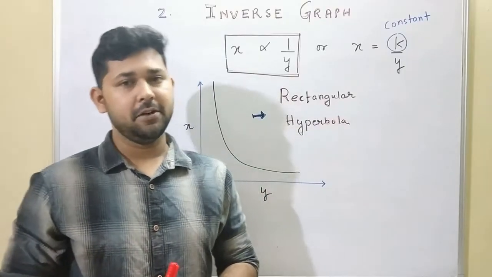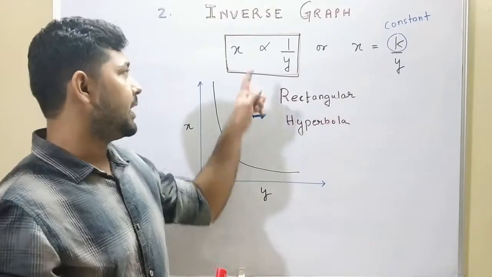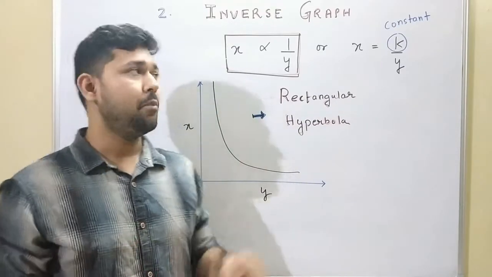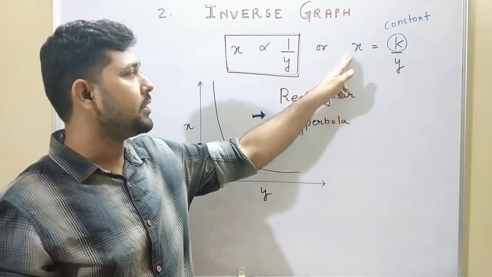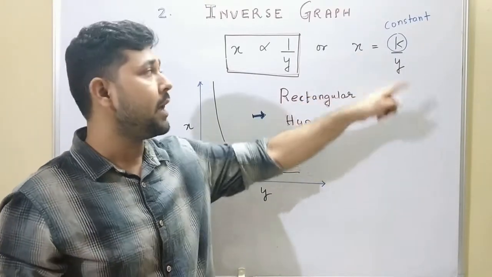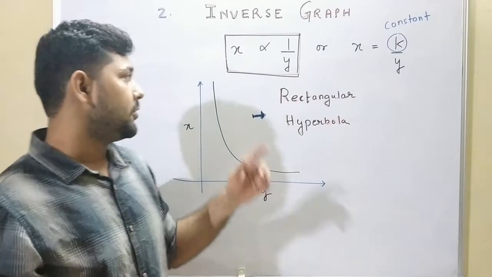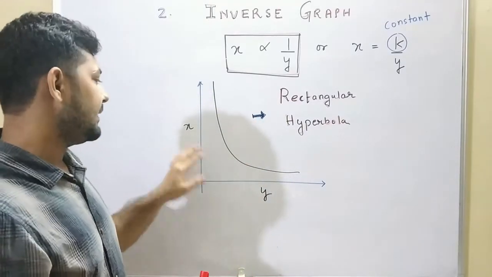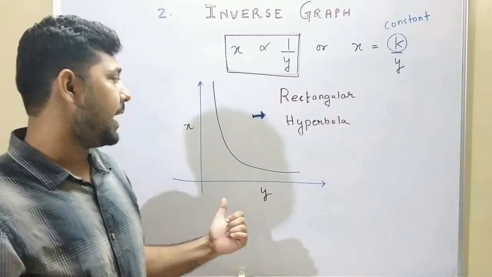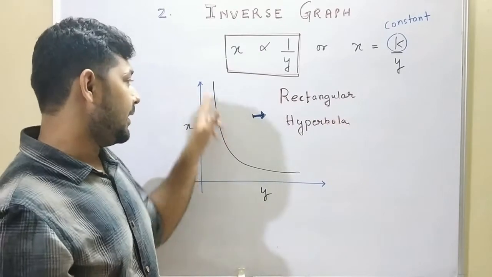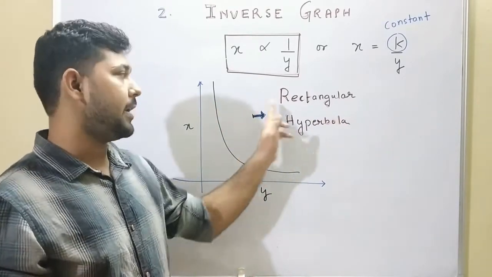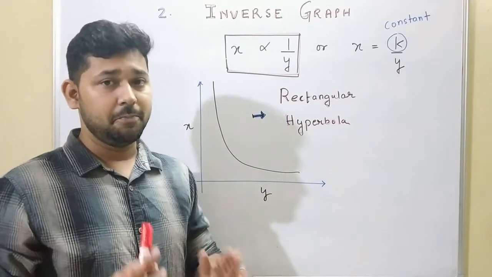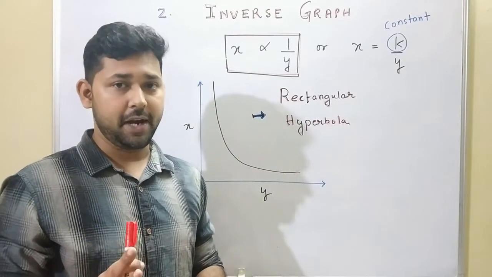Second type of graph, inverse graph. Here you can see this equation, x and y are both inversely proportional. You can also represent it in this equation: x is equal to k upon y, where k is a constant. If I plot x and y on this xy axis, the graph will always be a curve, and the curve is very famous, a rectangular hyperbola. So please keep this in your mind.